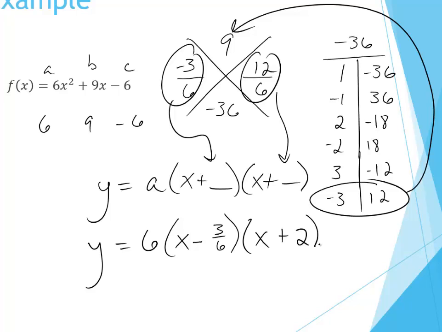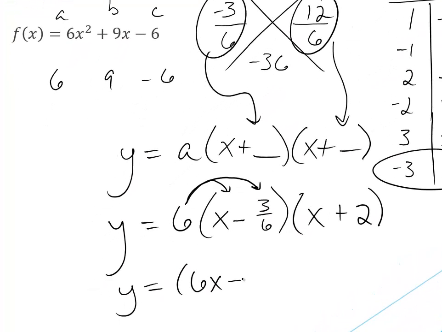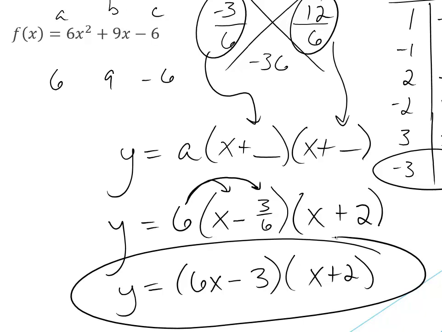One last thing, we have a fraction. So what do we do? We distribute our a, 6, into our fraction binomial. And only that one. So we'll have y equals 6 times x is 6x minus 6 times 3 divided by 6 just leaves you with 3. So 6x minus 3 times x plus 2. And that's it. Now to reiterate again, to get back from intercept form to standard form, you're going to distribute your binomials together. And then to find your solutions, your roots, your zeros, your x-intercepts, set your binomials equal to 0 and solve for x.